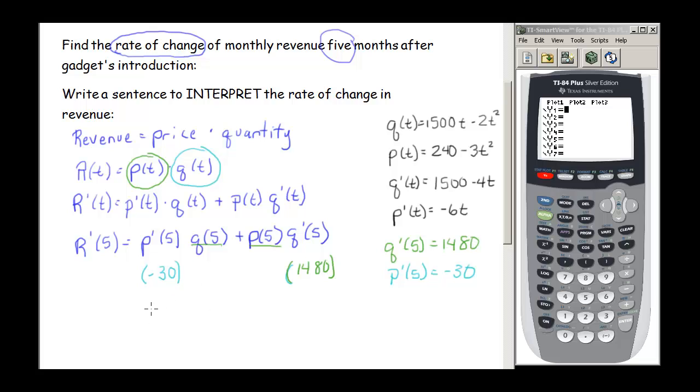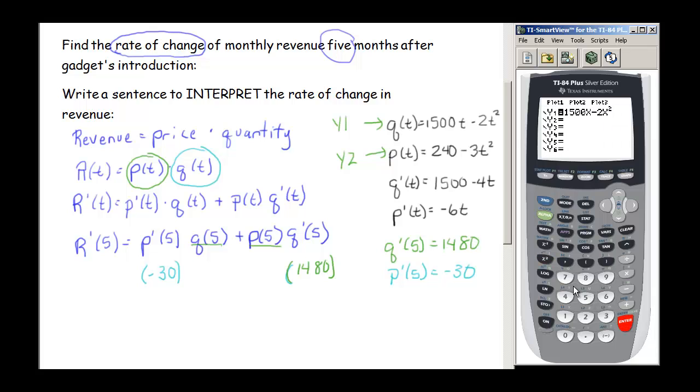So I'm going to show you how you can use your calculator to do that. What we're going to do is put our Q of t function in our y1 and our P of t function into y2. So let's go ahead and do that. When you turn your calculator on, you're usually in this screen, so we're going to press y equals to get to our y equals screen. And I'm going to put my Q of t function in there, so I'm going to have 1500x minus 2x squared.